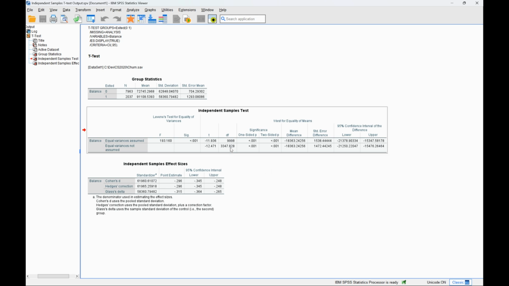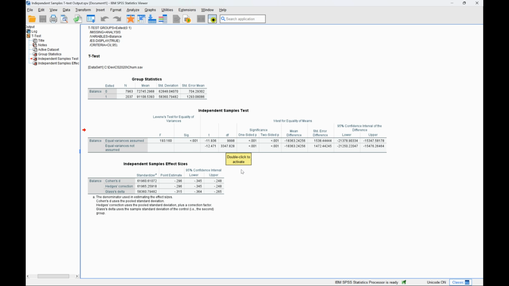Now, when it comes to the degrees of freedom, this refers to the amount of information used to calculate the test statistic. Here, we have 3,347 degrees of freedom. Actually, 3,348 degrees of freedom when you round up, which is plenty of data to support a valid test result.